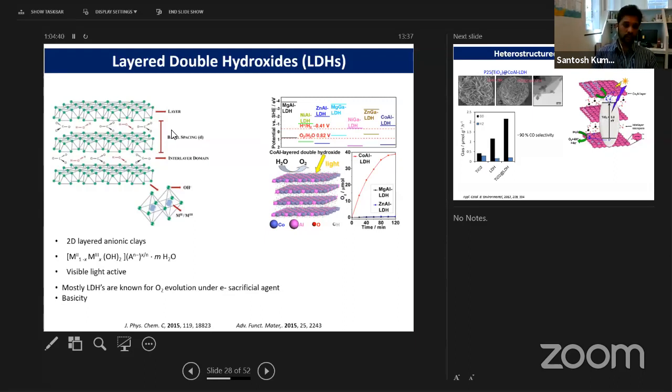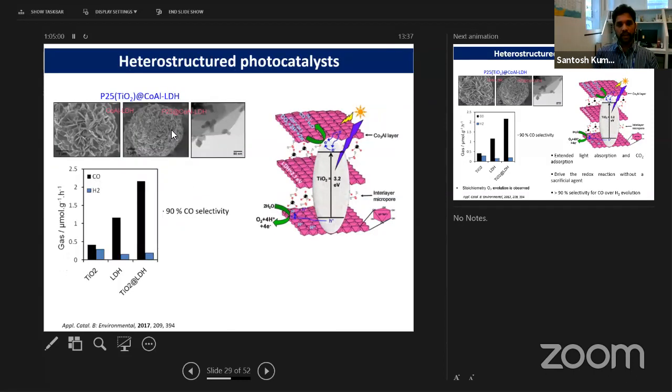But what is the beauty? The beauty of this material is that they have the right band gap and they can absorb visible light. And they are very good for oxygen evolution, particularly oxidation, the other half reaction to complete the redox reaction. So what we did is we integrated it together with P25. I started with the commercial material first, that's P25, titania. We integrated them nicely, you see, and then we tested them particularly for CO2 reduction.